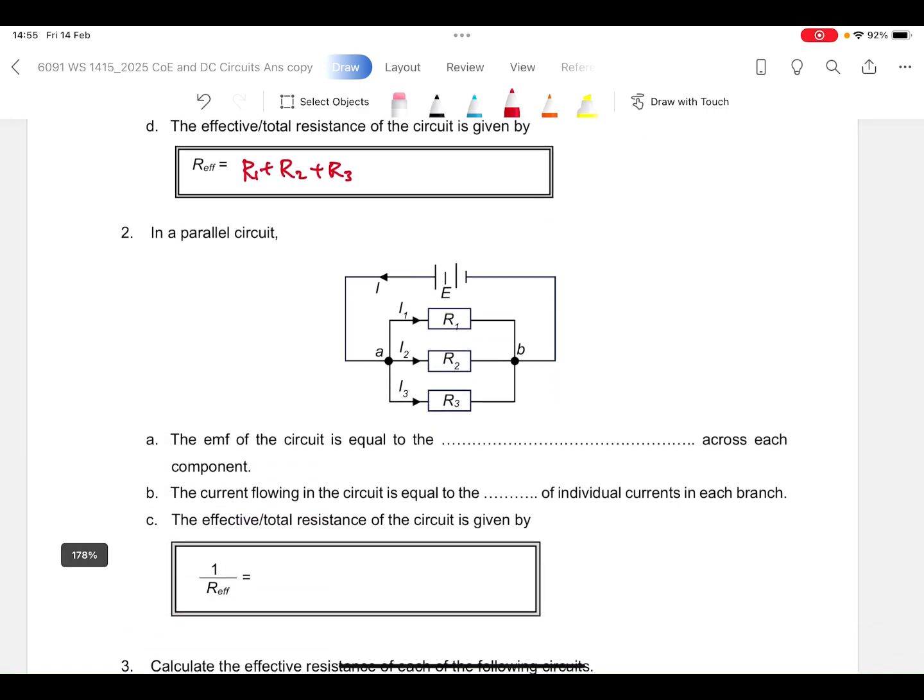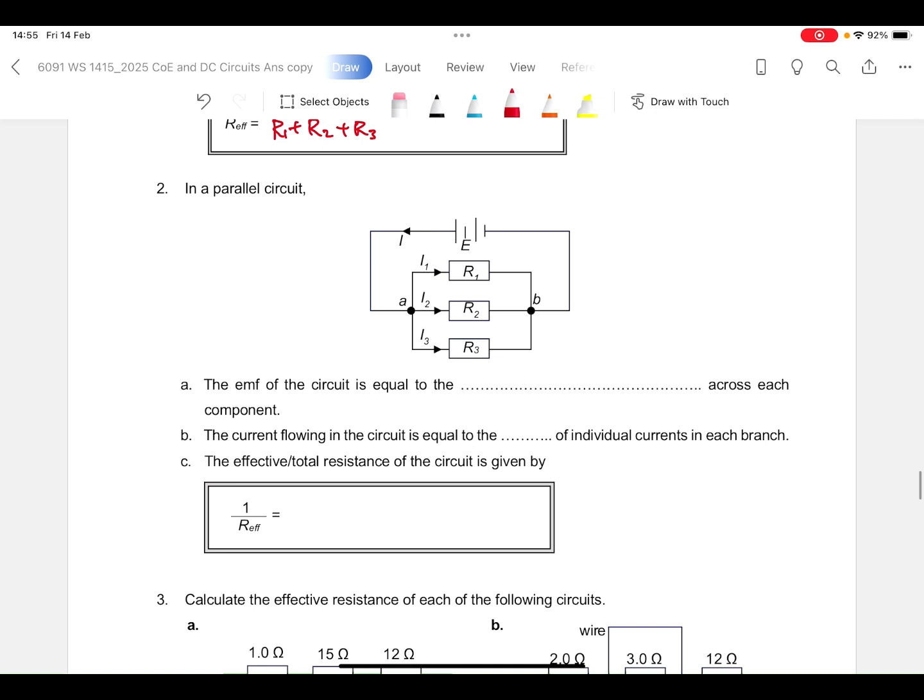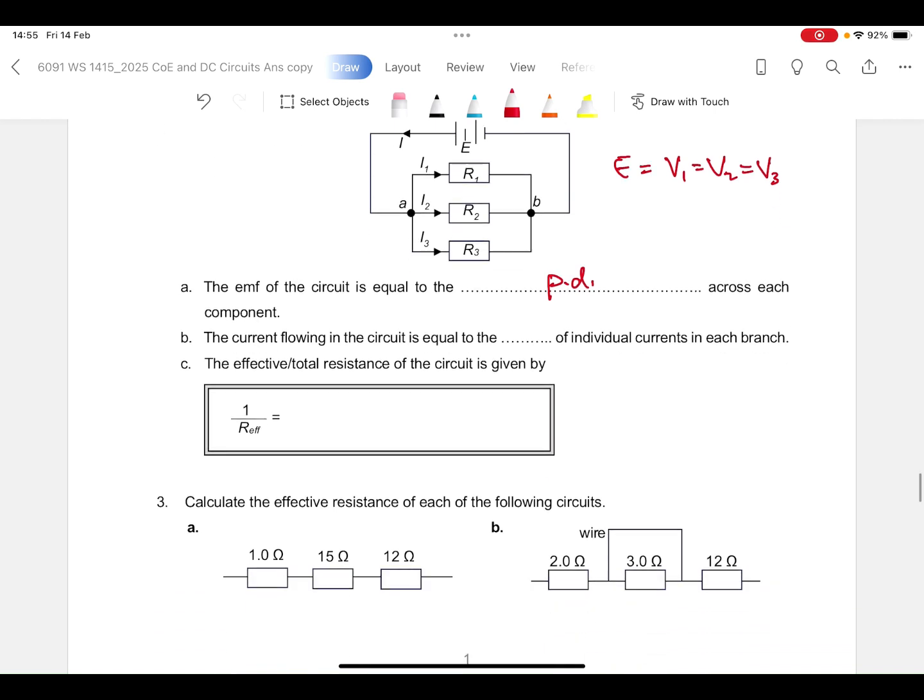Then for a parallel circuit, the EMF of the circuit is equal to the PD across each component. In other words, the EMF is equal to V1, V2, and V3 if you label the PD of each branch to be V1, V2, V3, all right? So, okay, let's go on.